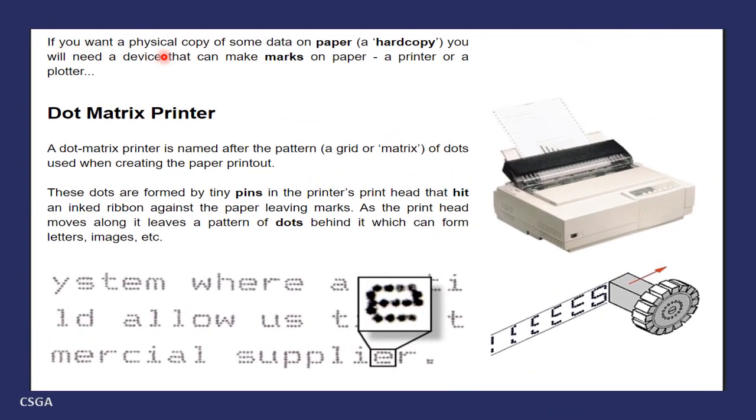If you want a physical copy of some data on paper, a hard copy, you will need a device that can make marks on paper, a printer or a plotter.